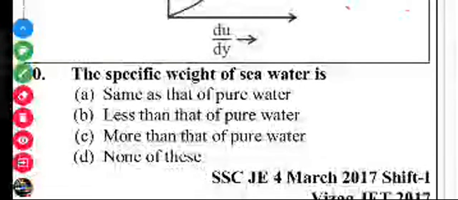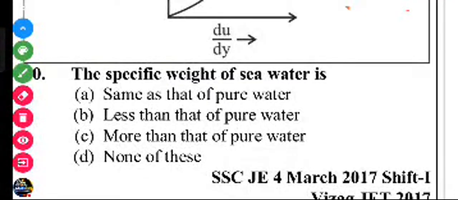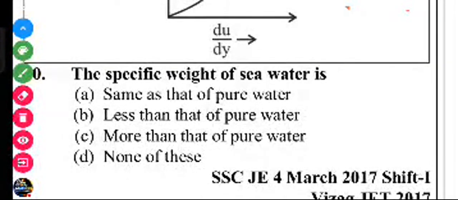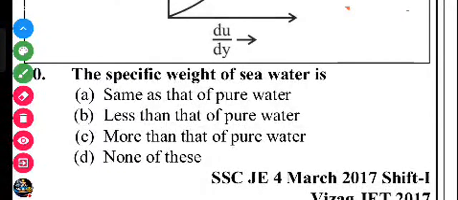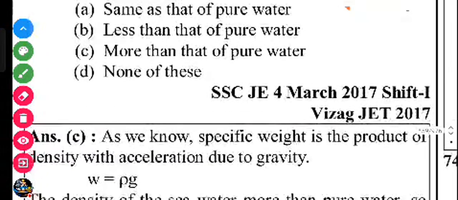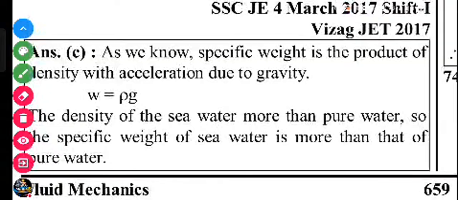The specific weight of seawater is the same as, less than, or more than that of pure water? Specific gravity is more than that of pure water. As we know, specific weight is the product of density and acceleration due to gravity. The density of seawater is more than pure water, so the specific weight of seawater is more than that of pure water.